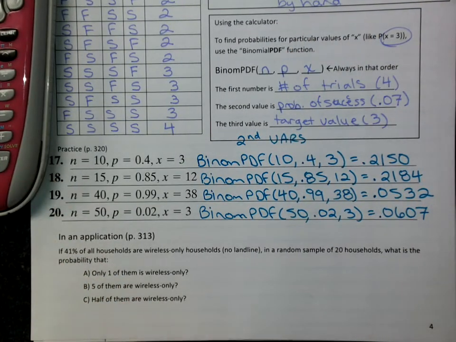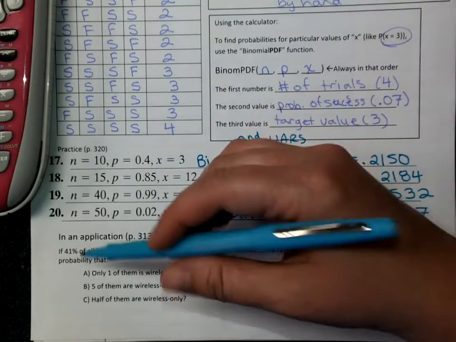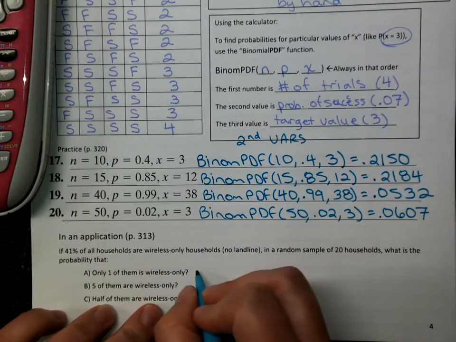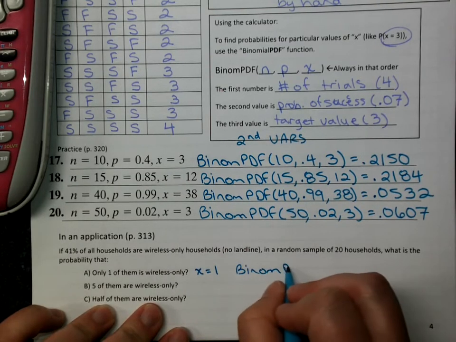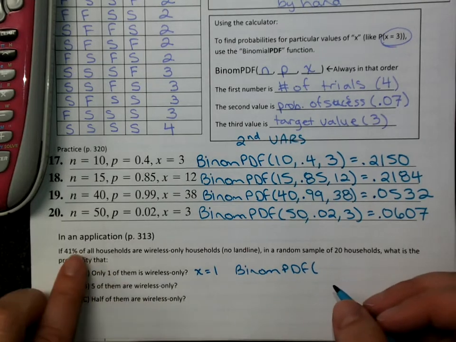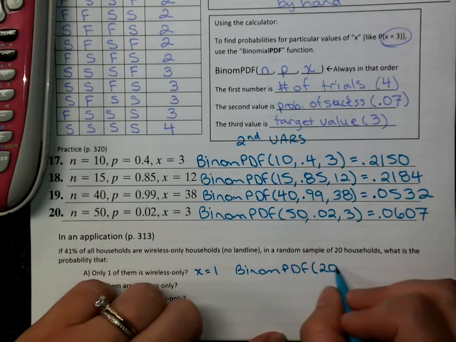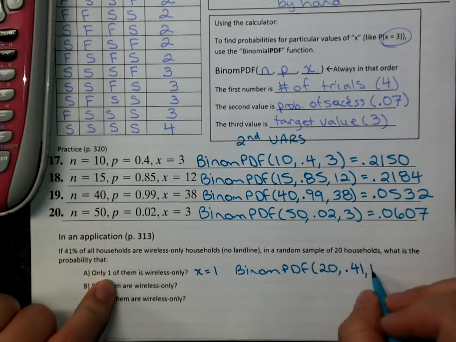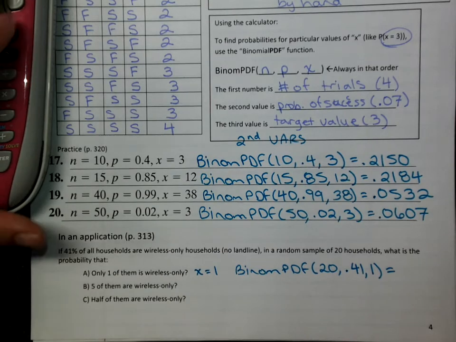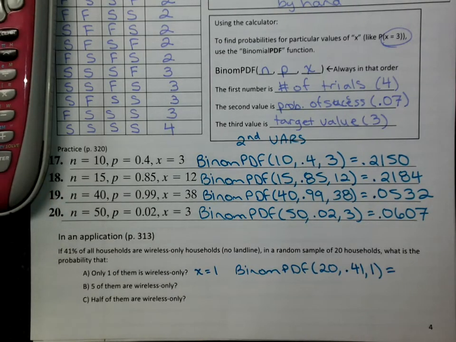Alright, same idea in an application problem. So 41% of all households are wireless-only households, which means they have no landline. In a random sample of 20 households, what is the probability that only one of them is wireless only? That's x equals 1. So we're going to do a binom PDF. Sample size is 20. Probability of success is 0.41. And I only want 1 success. So binom PDF 20, comma, 0.41, comma, 1.